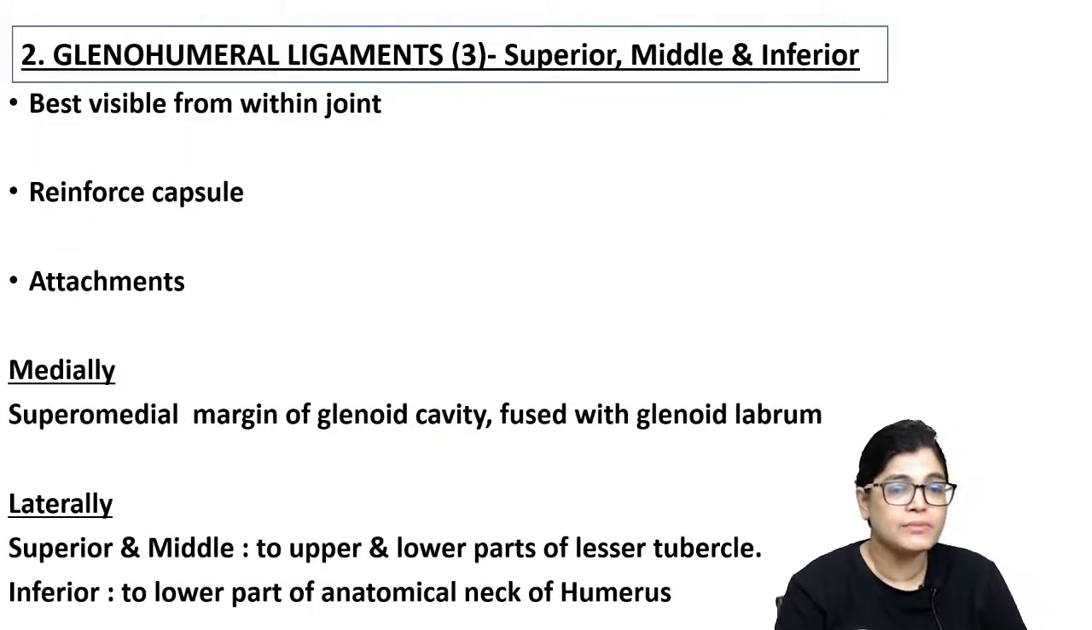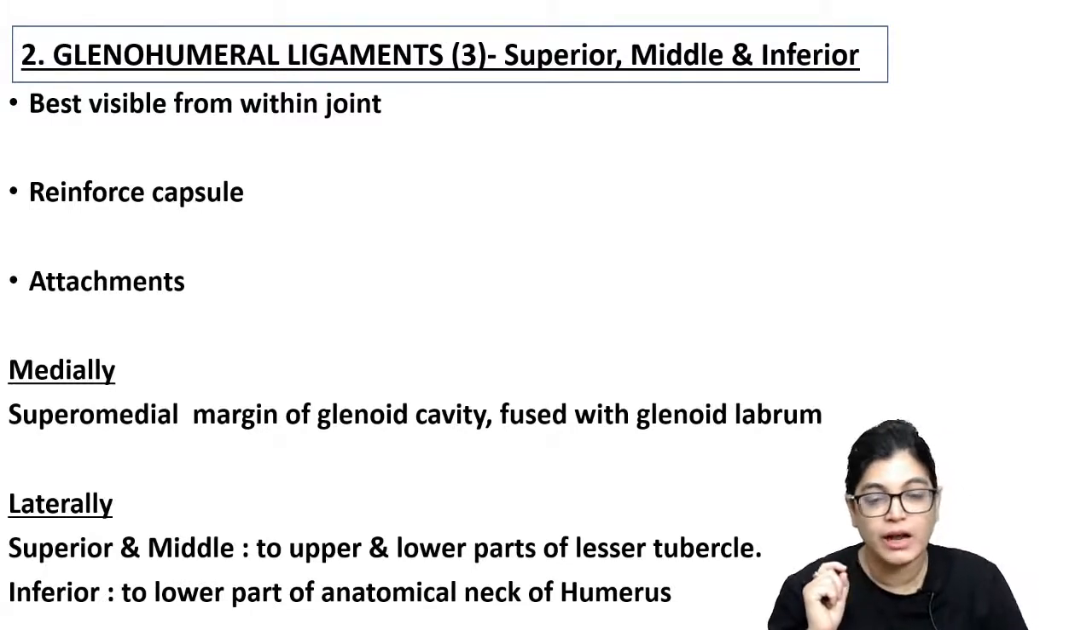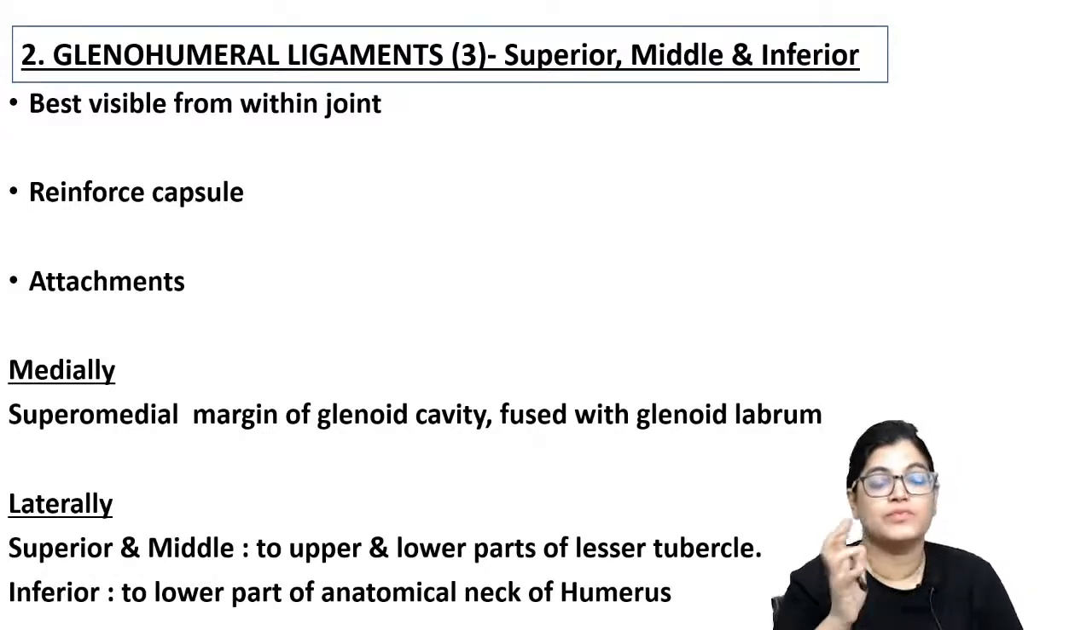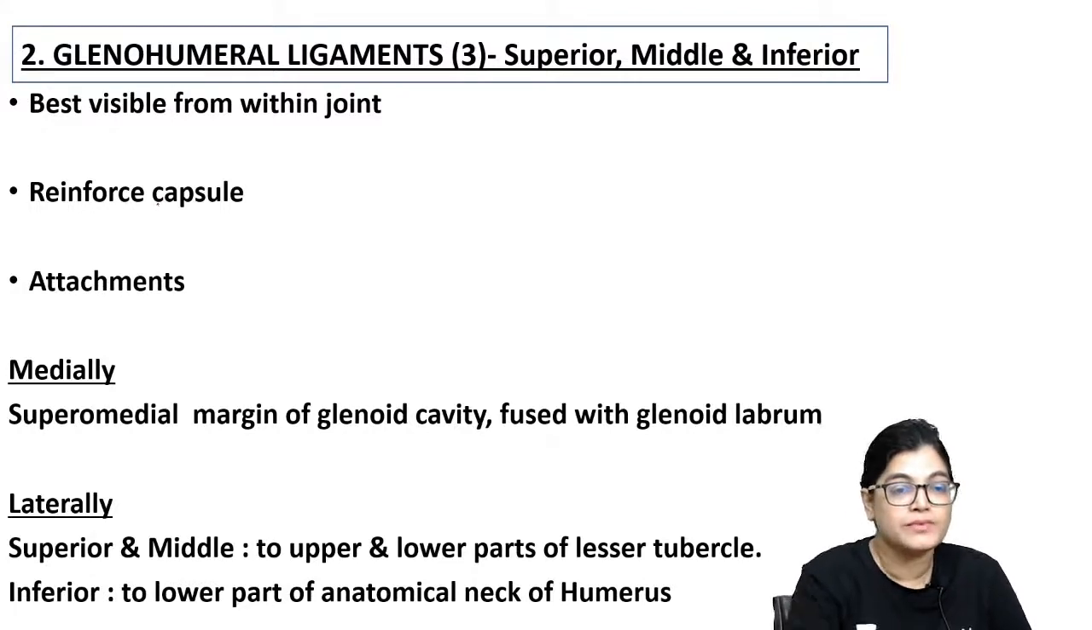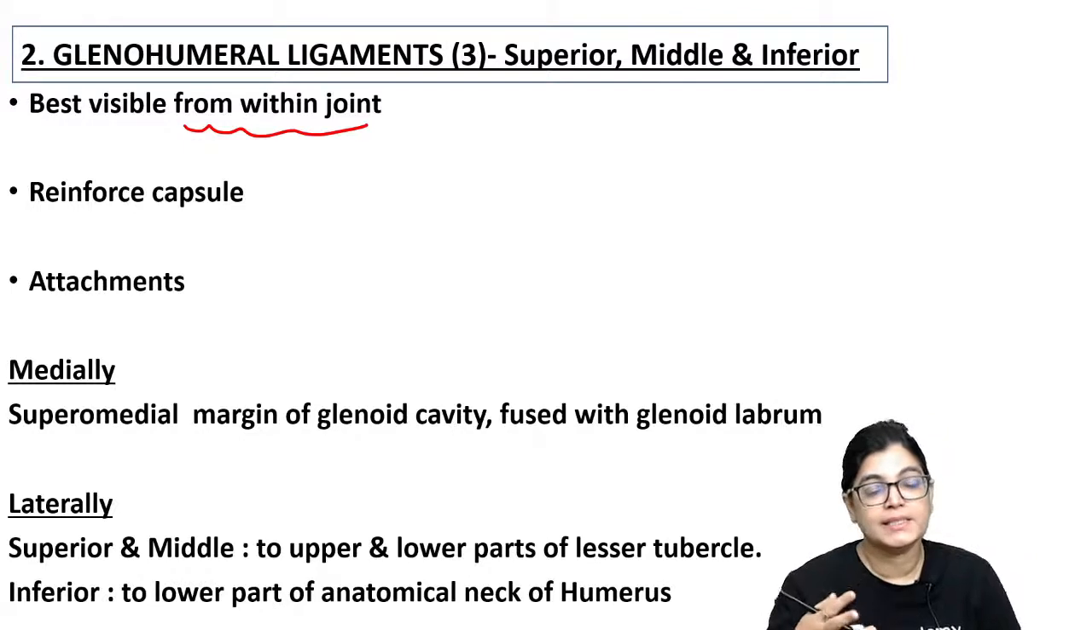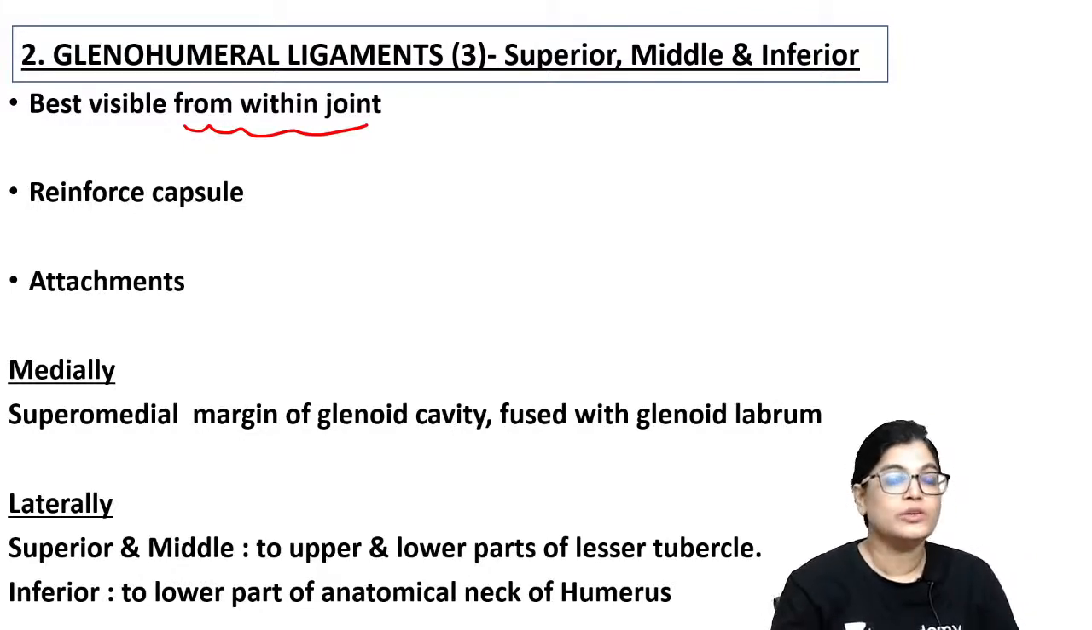Now the next ligament which I want to explain is the glenohumeral ligament. The basic point about the glenohumeral ligament which has to be memorized is that this ligament can't be visualized on the exterior aspect. If you want to view it, you have to see the joint cavity from inside. It is best visible if you open the joint cavity. Also in cadaveric dissection of the shoulder joint, we open the joint cavity and inside we can see the glenohumeral ligament very nicely.